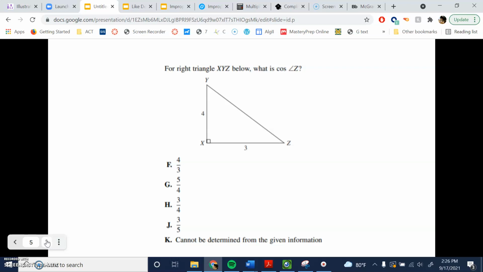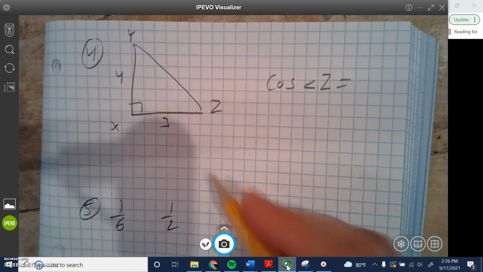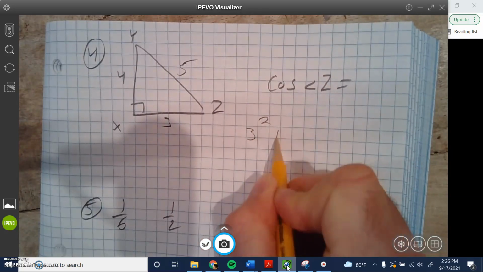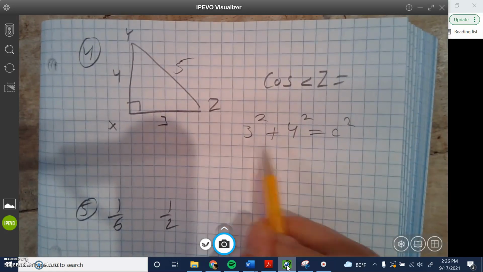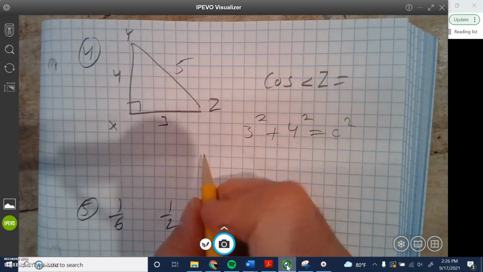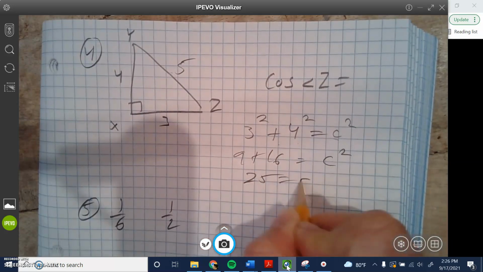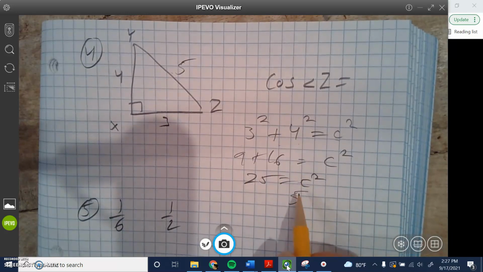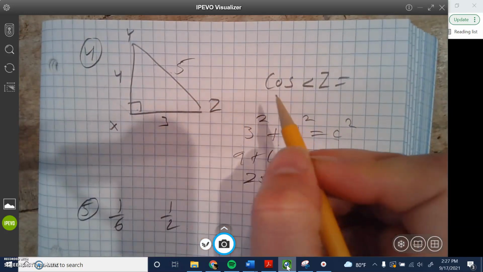What is cosine of angle Z? Pause the video. Go. All right. Okay. It's cosine of angle Z. So it's a 3, 4, 5 right triangle. You can do that by Pythagorean theorem. So leg squared plus leg squared equals hypotenuse squared. So that would be 9 plus 16 equals c squared. 25 equals c squared. What number times itself is 25? That would be 5. So this is 5. 3, 4, 5. Good to remember. Pythagorean triple has to be a right angle, right?